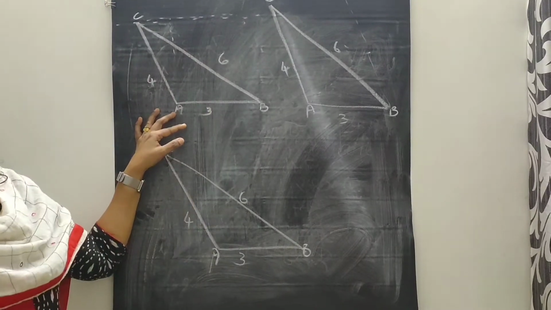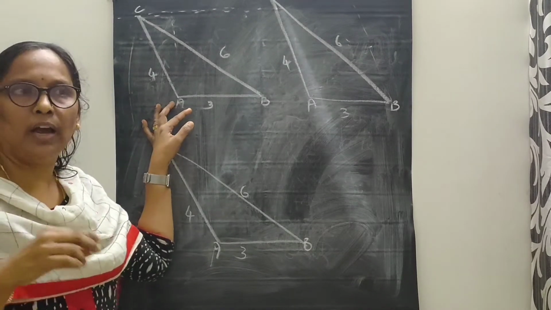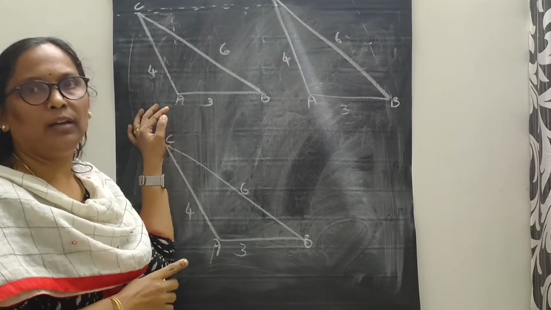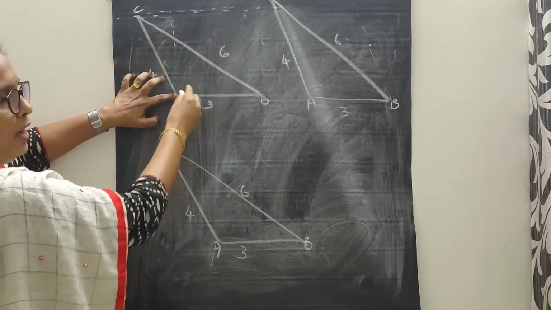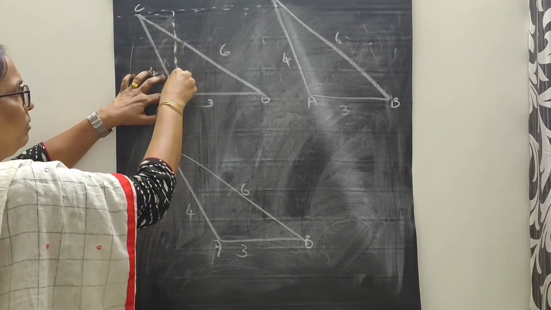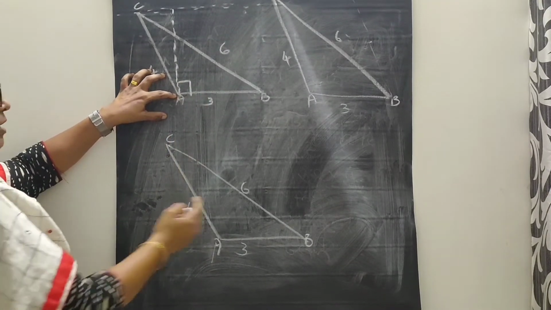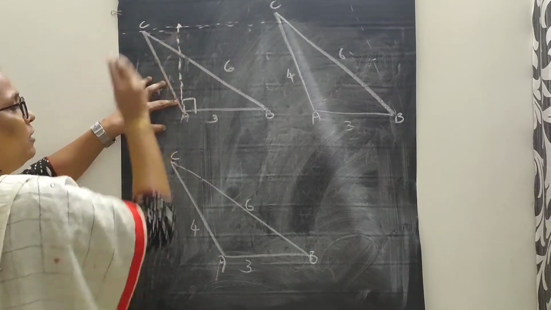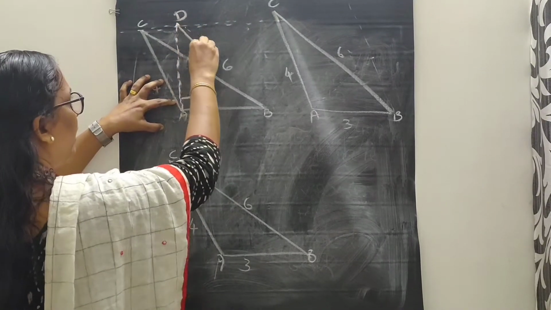Then one more condition is there. What is it? The new triangle should be a right triangle. Right triangle means one of the angles will be 90 degrees. So here you have to draw a perpendicular line. Now this is a perpendicular line. Then this is the third vertex. We can mark it as D and join B and D.